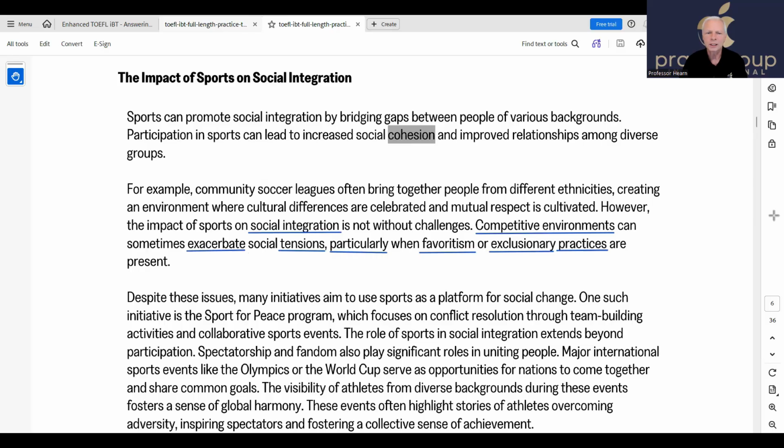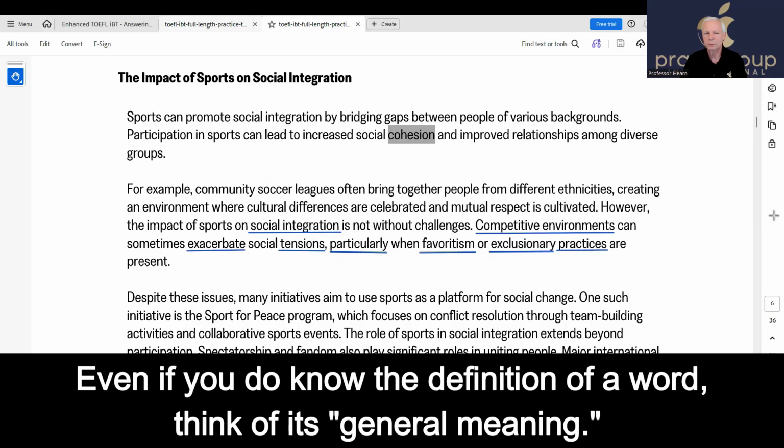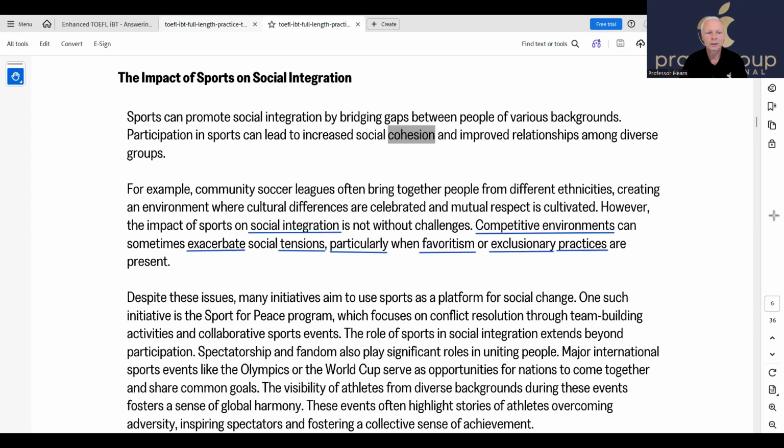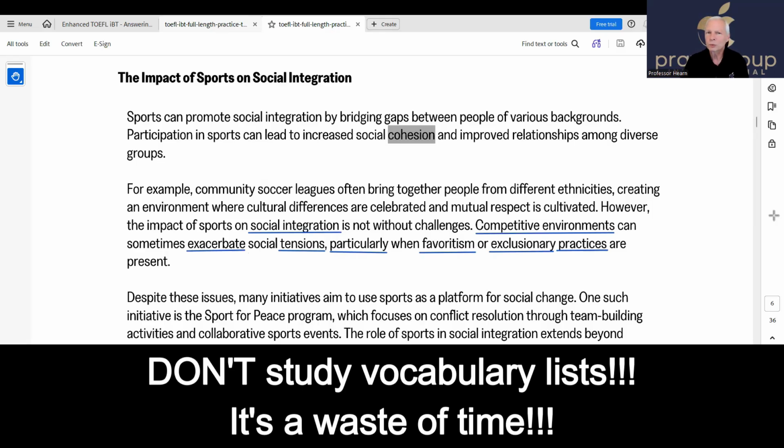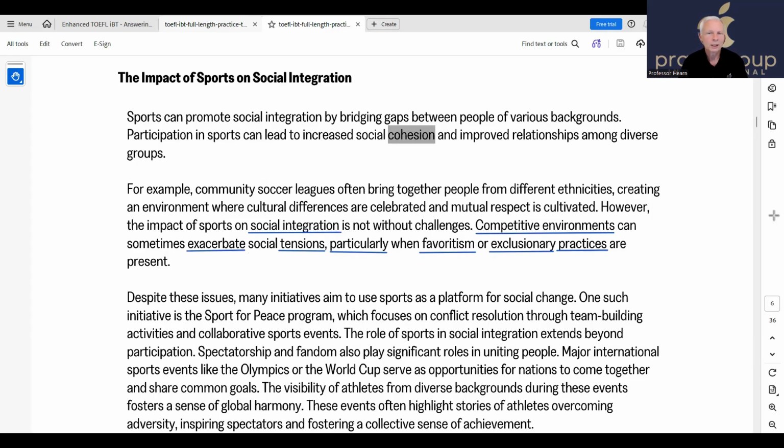What is this sentence saying about the negativity of sports? It says competitive environments can sometimes exacerbate. I don't know what this word means, but let's say it's negative. Can have a negative impact, and particularly when favoritism or exclusionary practices are present. Now, maybe you know what these words mean, and maybe you don't. Let's look at our choices and see if we can eliminate something that is different from what's stated in the passage or not mentioned, even if we don't know all the vocabulary words.